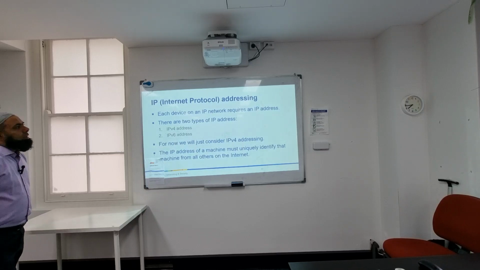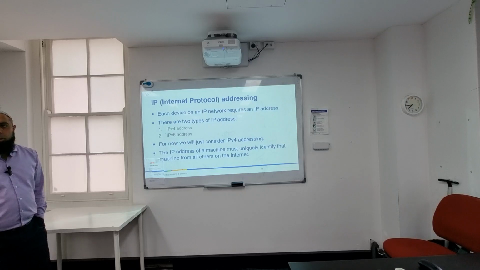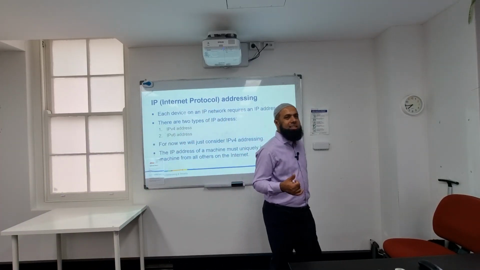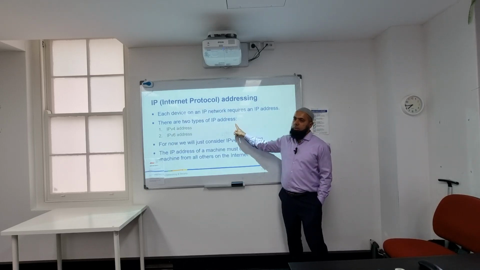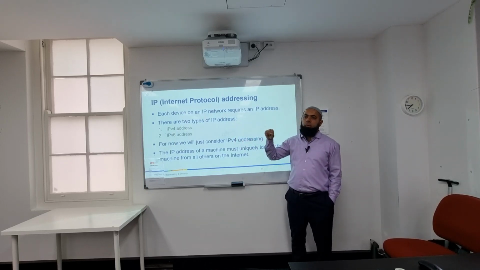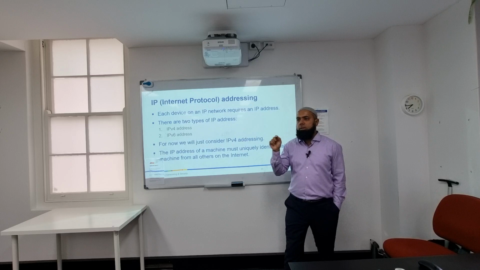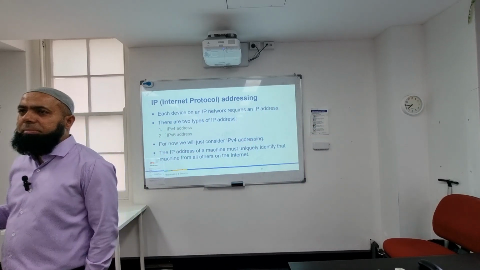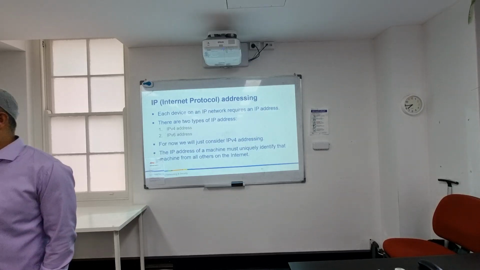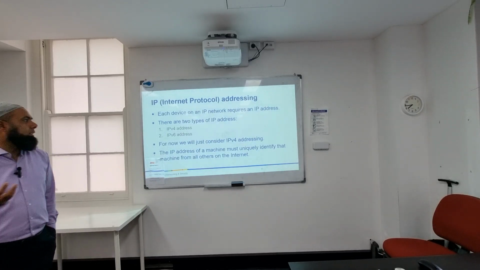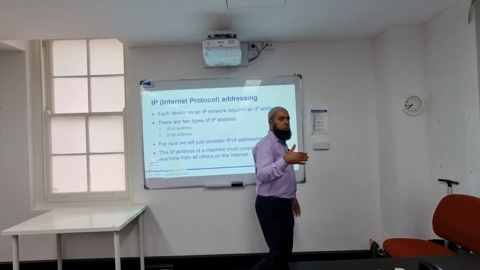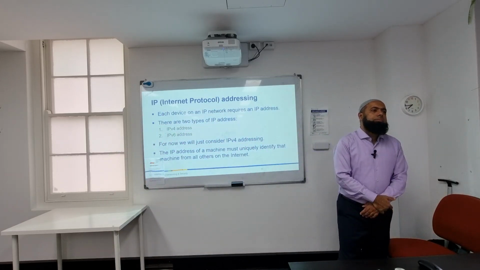So initially, when the internet was in its initial stage, they started with IPv4. In that one, we have 2 power 32 bits. 2 power 32 is a very huge number, in billions. So it means that billions of IP addresses are possible, whereas IPv6 is on a much higher level.